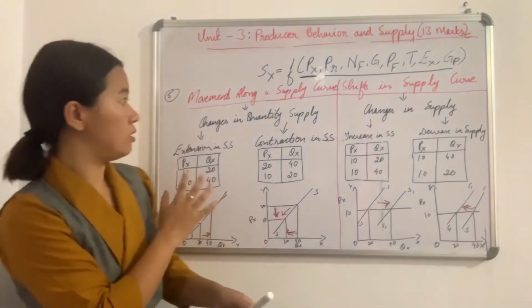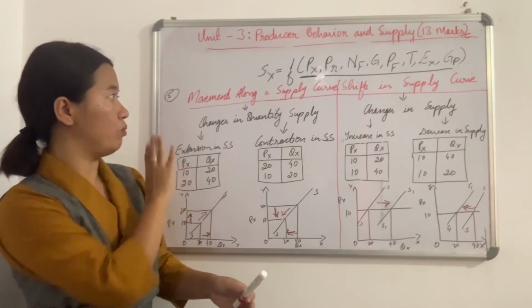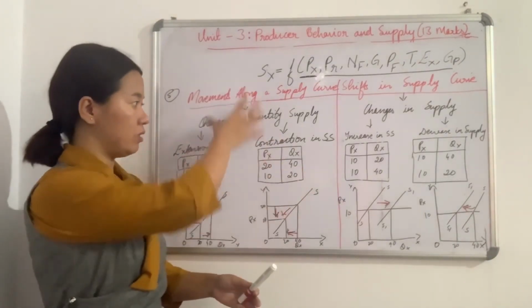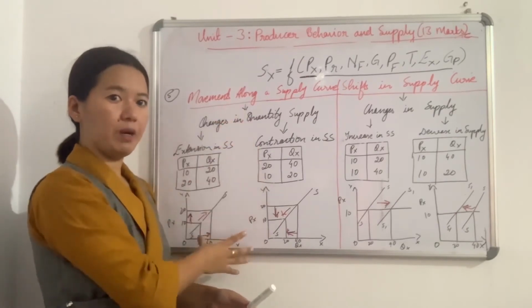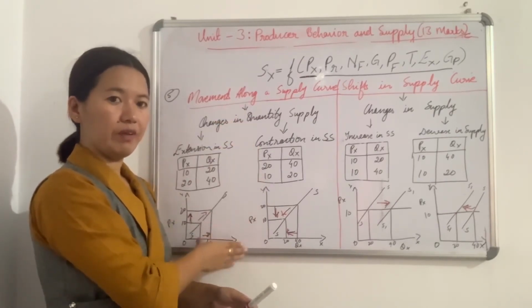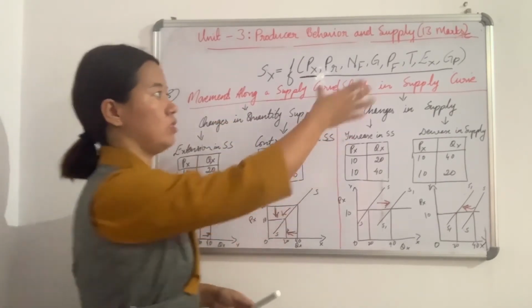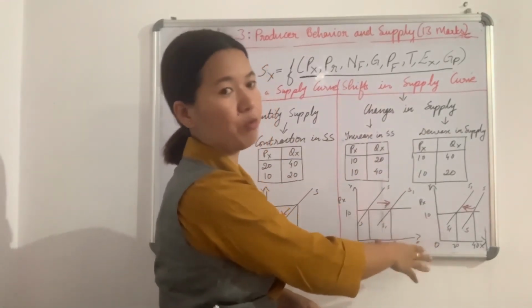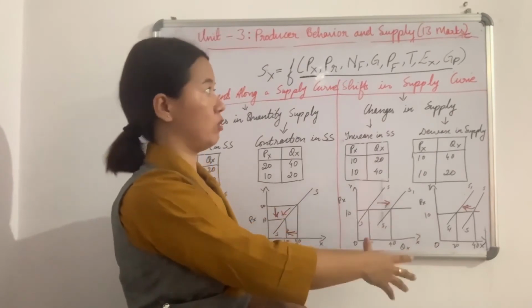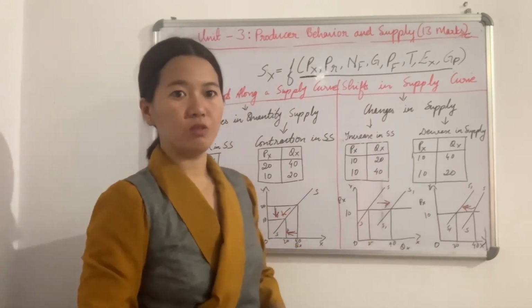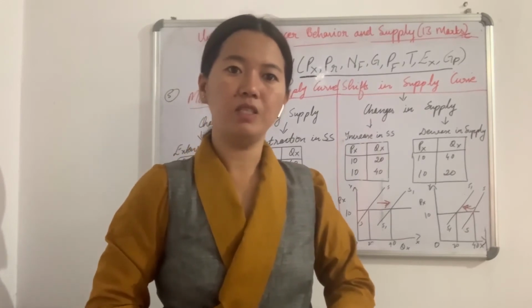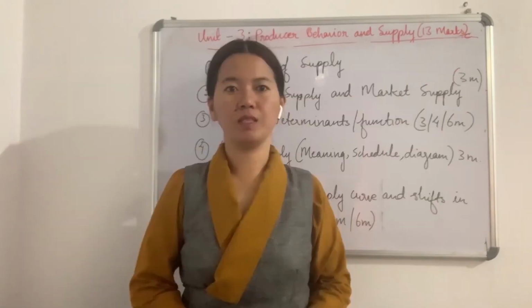So this is the difference between movement along a supply curve and shift in supply curve. Movement along a supply curve is affected by the change in price, other factors remaining constant, whereas a shift in the supply curve is affected by other factors, the own price of the commodity remaining constant. So these are the differences between movement along a supply curve and shift in supply curve.